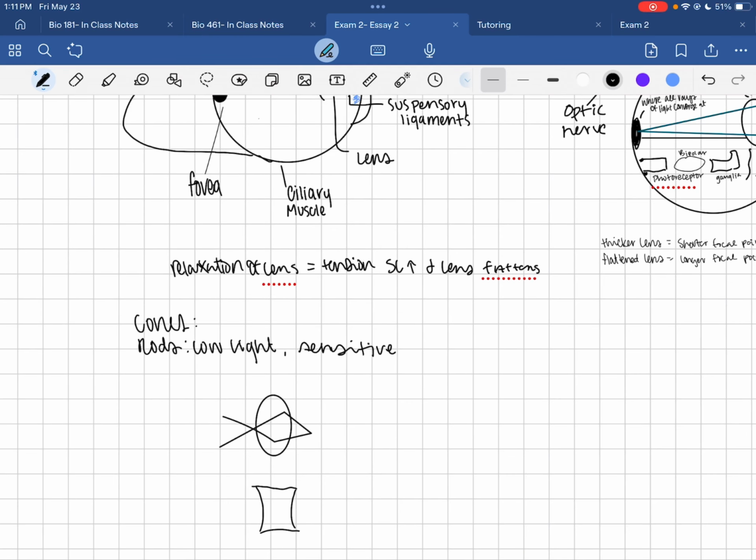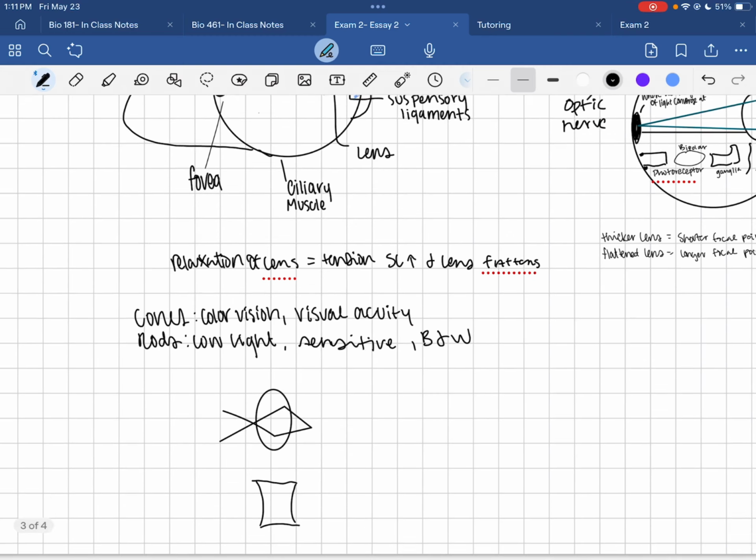Yeah, so we have our cones, which are going to be responsible for color vision and visual acuity. And then our rods help with low light and peripheral vision. They don't detect color. We could say that they only see in black and white.